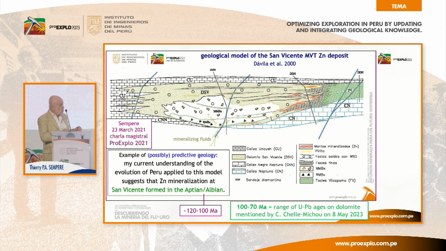So deducing from this type of chart that San Vicente needed to be around 100, it was partially confirmed by datings that we are obtaining. Well, thank you.